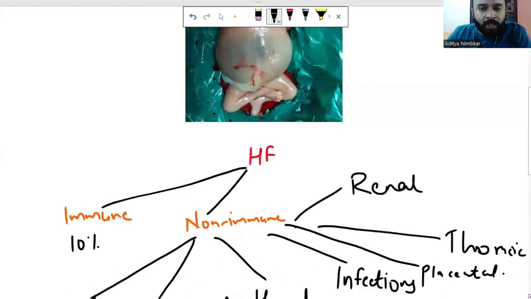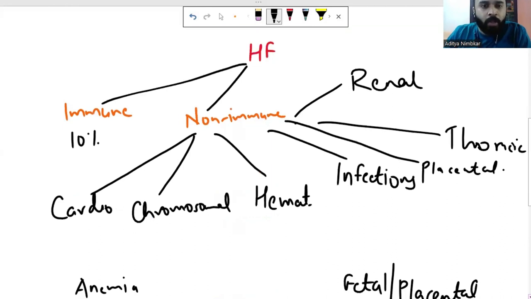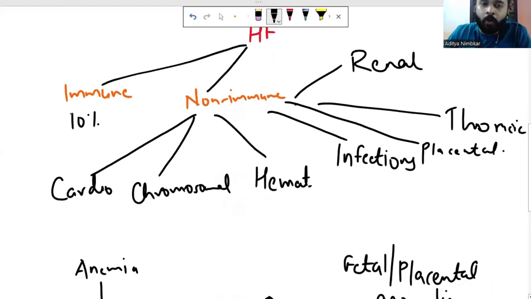So what are the causes of Hydrops Fetalis that we know of? 10% of the causes are of immune origin. Immune Hydrops Fetalis consists of lysis of the red blood cells, something that we have read since a long time. In Rh negative women who are isoimmunized, the red blood cells in the fetus are lysed by the antibodies that come from the mother. We also call it erythroblastosis fetalis, and a lot of other significant hematological conditions, wherein the RBCs of the fetus are lysed by maternal antibodies, come under the heading of immune hydrops. But they form just 10% of the total number of cases of Hydrops Fetalis.